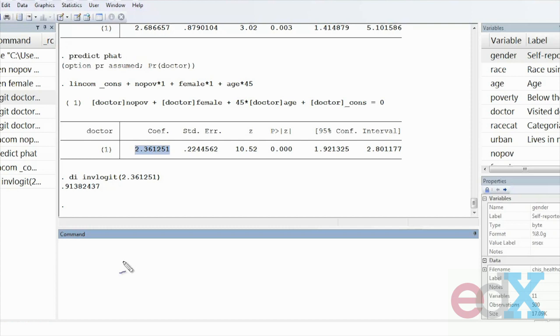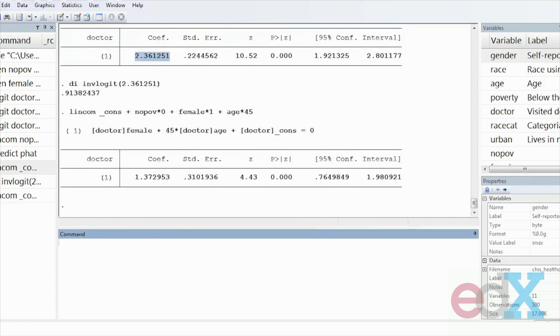So I find that the predicted probability of visiting the doctor for a 45-year-old woman above the poverty level is 91.4%. Let's say instead that she was below the poverty level. Then I just go back to this lincom command that I ran. She's still female, age 45, so I leave those the same. But now, for no pov, her value changes from 1 to 0 because she's now below the poverty level. So I change that 1 to a 0 and I hit enter, and I get this new logit. So again, I have to inverse logit this to obtain the predicted probability.